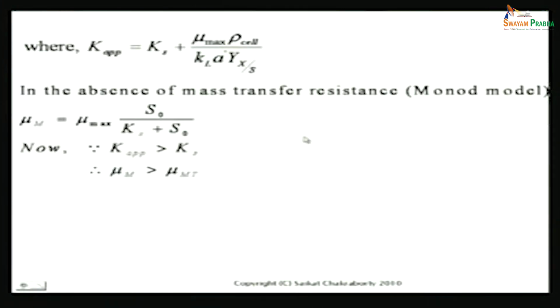So in the absence of mass transfer, my mu m was mu max times S naught over Ks plus S naught, and in the presence of mass transfer, mu mt is going to be smaller than mu m. In other words, the new specific growth rate is going to be smaller than the old specific growth rate. Is there any question on this, anybody?